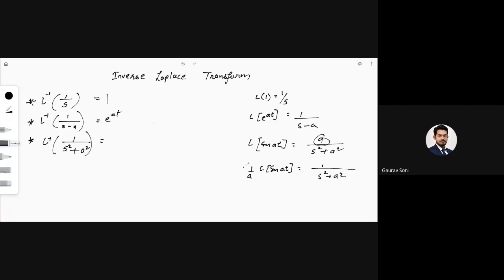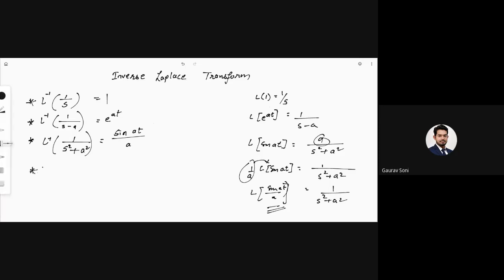Also, we know that I can take a constant inside the Laplace, also outside the Laplace. This we have proved. So Laplace of sine of at upon a is equal to 1 upon s square plus a square. So the Laplace inverse of 1 upon s square plus a square is sine of at by a. Next one, Laplace inverse of s upon s square plus a square is equal to cos of at. This is simply by the previous list for the Laplace transforms.